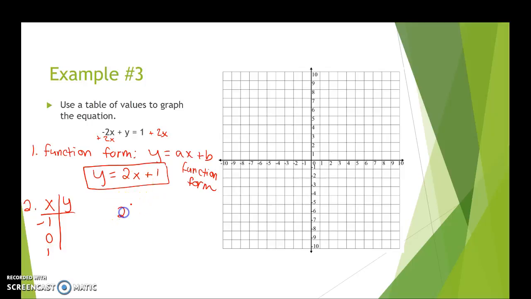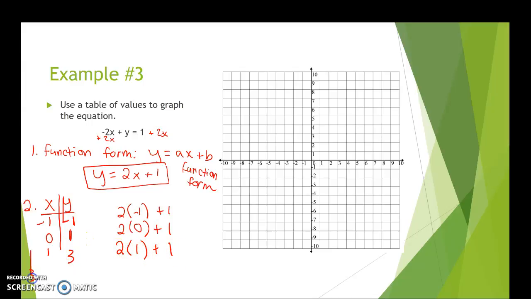So we have here 2 times negative 1 plus 1. 2 times negative 1 is negative 2, plus 1 is going to give me negative 1. Now I can plug in 0 for x, so that's going to be 2 times 0 plus 1. 2 times 0 is 0, plus 1 will give me 1. Next we have 2 times 1 plus 1. 2 times 1 is 2, plus 1 is 3.